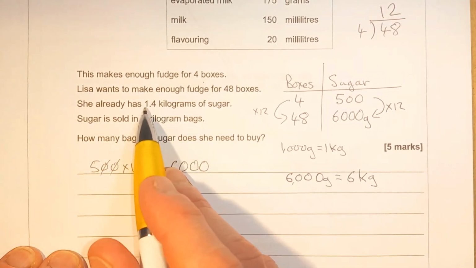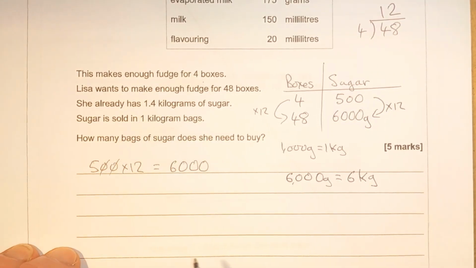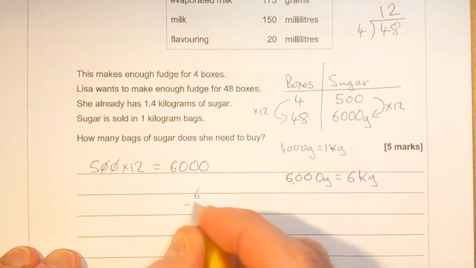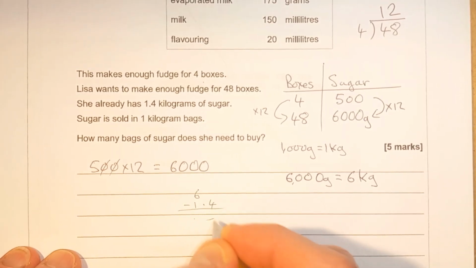She's already got 1.4 kilograms. So we just need to know how much more do we need. Okay, and it's sold in 1 kilogram boxes. So you could do 6, take away 1.4 and work out your answer.